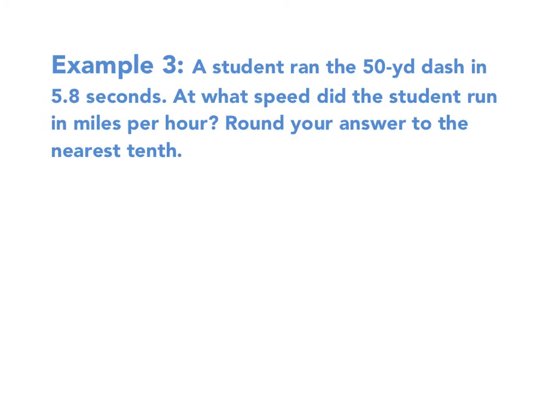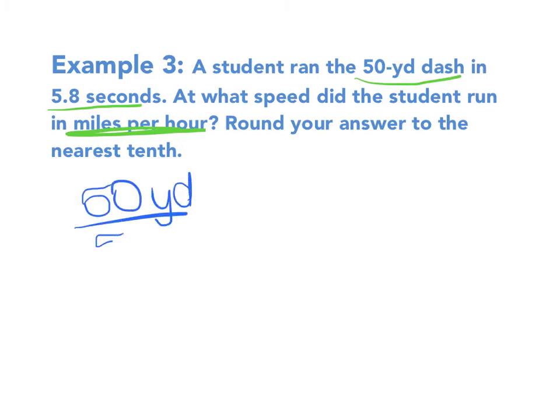A student ran the 50-yard dash in 5.8 seconds. At what speed did the student run in miles per hour? Round your answer to the nearest tenth. So we're looking for the speed in miles per hour, and right now we know he went 50 yards in 5.8 seconds. So I'm going to start with what we know, which is that he went 50 yards in 5.8 seconds. I want to get that to miles per hour.